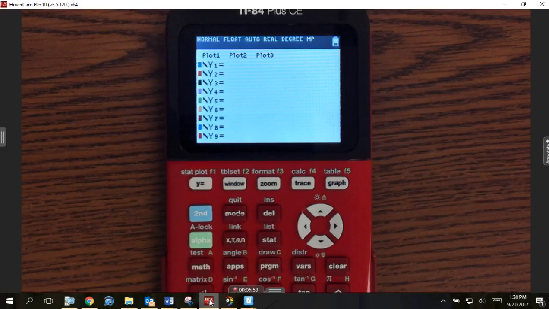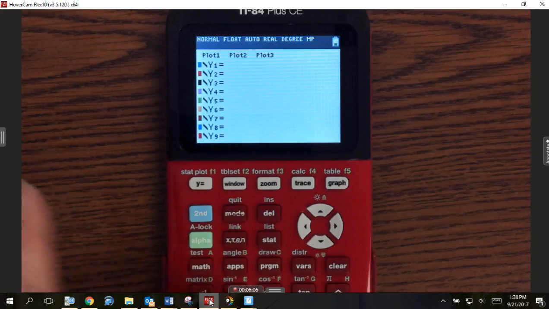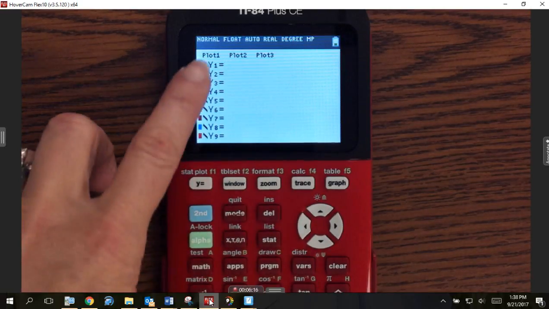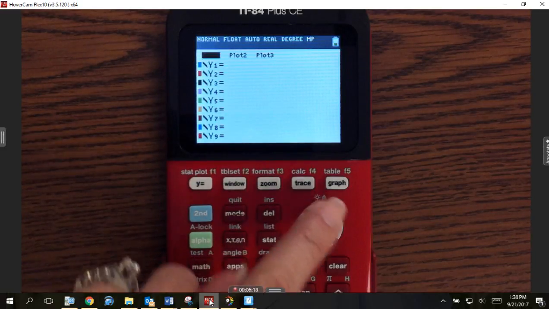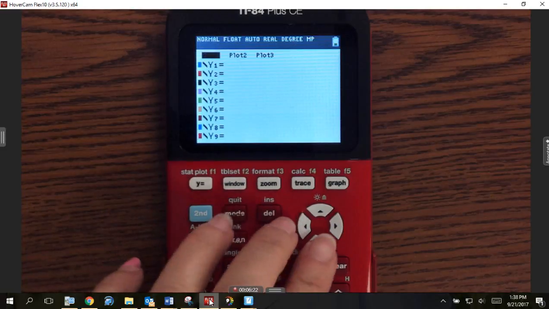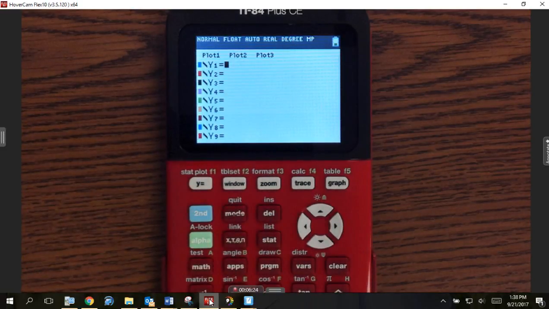Okay, so to graph, we're going to go to y equals. Go to y equals, and then it'll look like this. Does it look like that when you hit y equals? Do you have anything darkened at the top where it says plot 1? Okay, so we don't want that. So to turn that off, you use your arrow and you go up, and then you hit enter. And then you just come back down, and none of those at the very top should be highlighted.